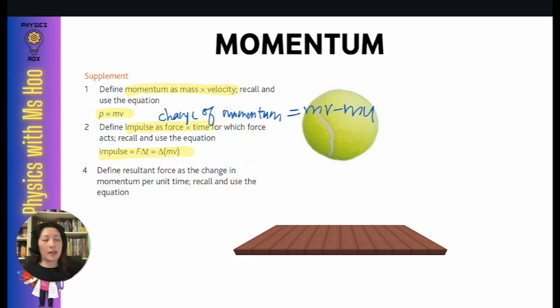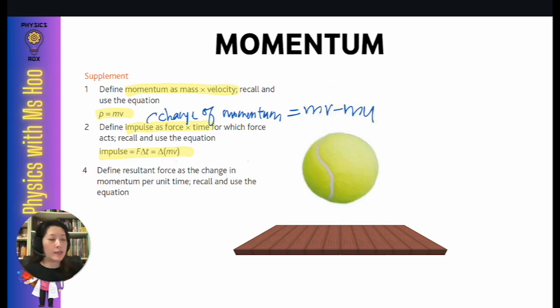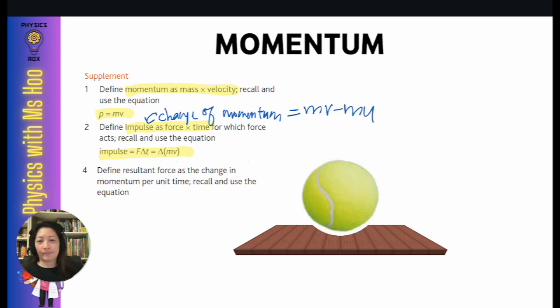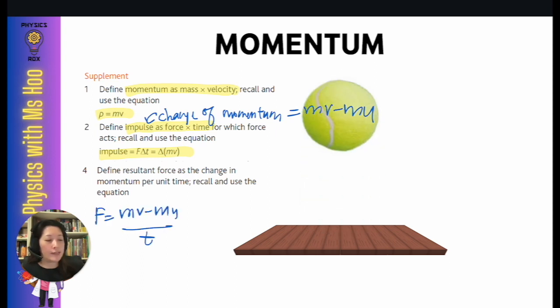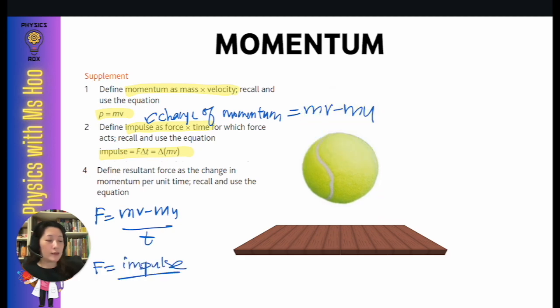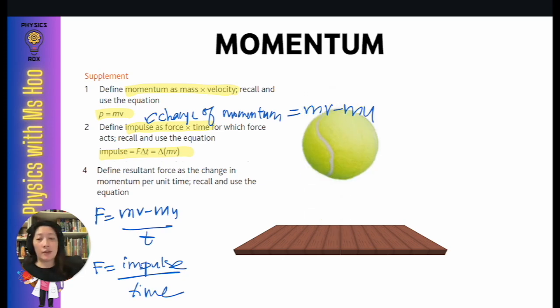where m is the mass, v is the final velocity, and u is the initial velocity. So it's quite easy to calculate change of momentum if you just look at the words, change in momentum, right, between the final and initial. But what you should be aware of is that impulse is actually change of momentum. In addition, you need to know that resultant force is a change in momentum per unit time. So right here, short form of F equals mv minus mu over t. And if you can see the relationship between impulse and force, because impulse is force times time, therefore force is impulse divided by time. So these are the few equations that you need to know that uses momentum.